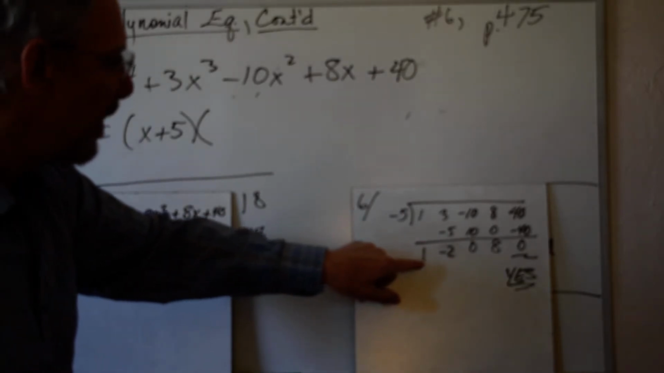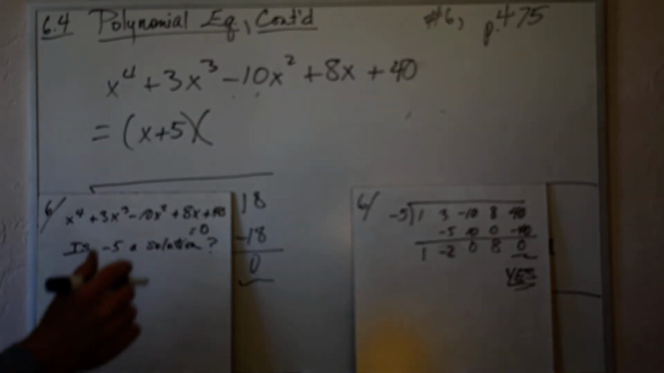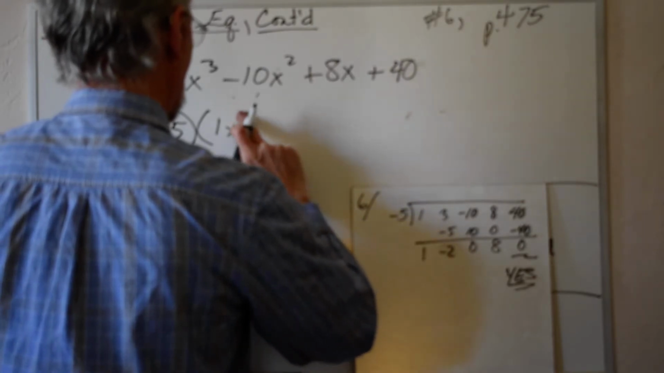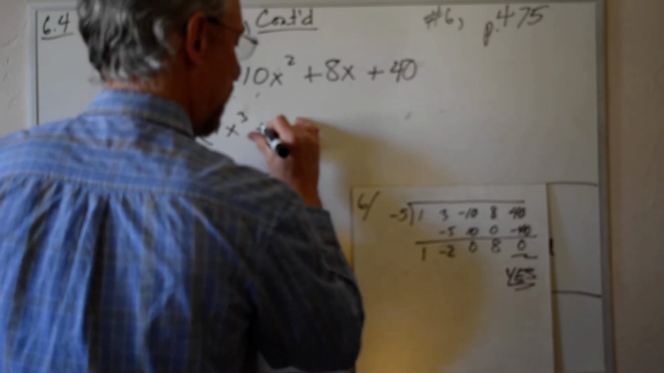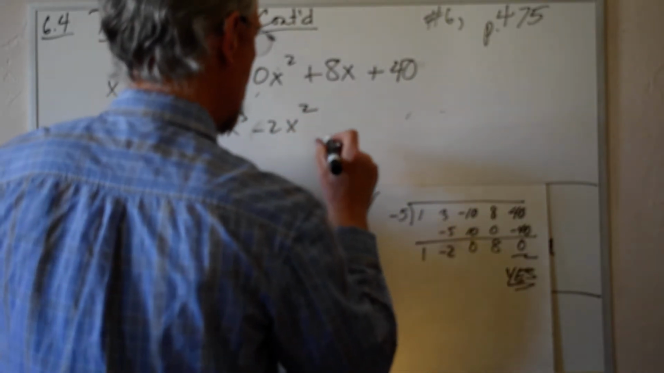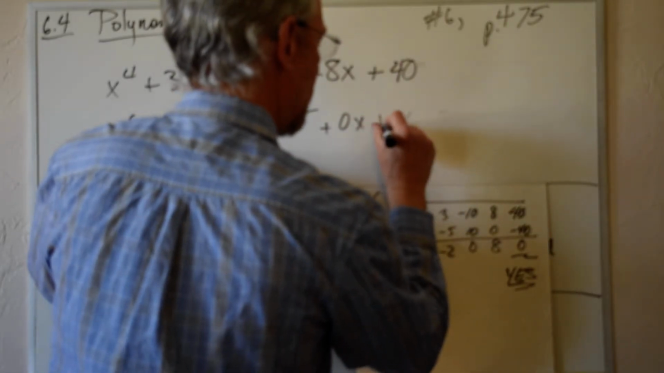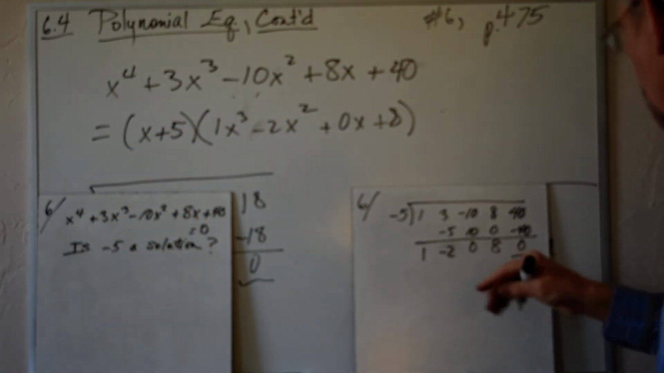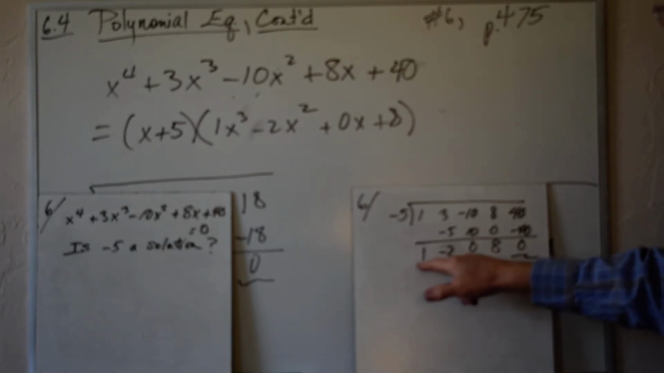And when you factor it out, you're going to get 1, negative 2, 0, 8 as your quotient polynomial. So you're going to get 1 times x to the fourth. Sorry, that's x cubed now. 1 times x cubed minus 2x squared plus 0 times x plus 8. Right, that's what you've shown. Here's your constant term, x squared term, x cubed term.